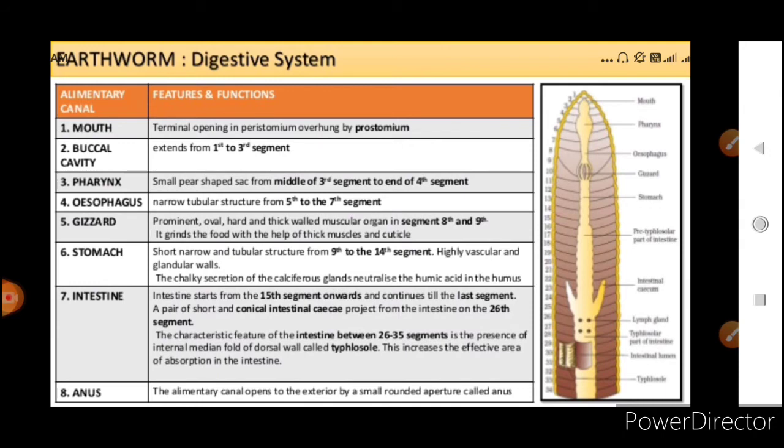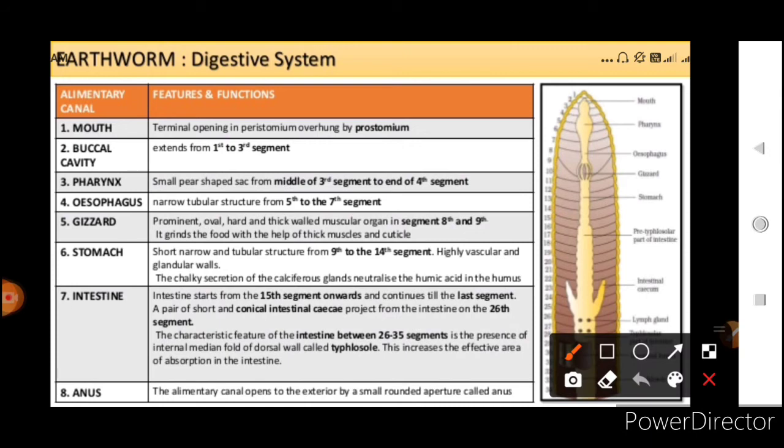So first we'll talk about the mouth. The mouth is the terminal opening in the peristomium, overhung by the prostomium. It extends from the first to the third segment. Small pear-shaped sac from the middle segment. So the first segment, the terminal opening, is the prostomium, that is the mouth.